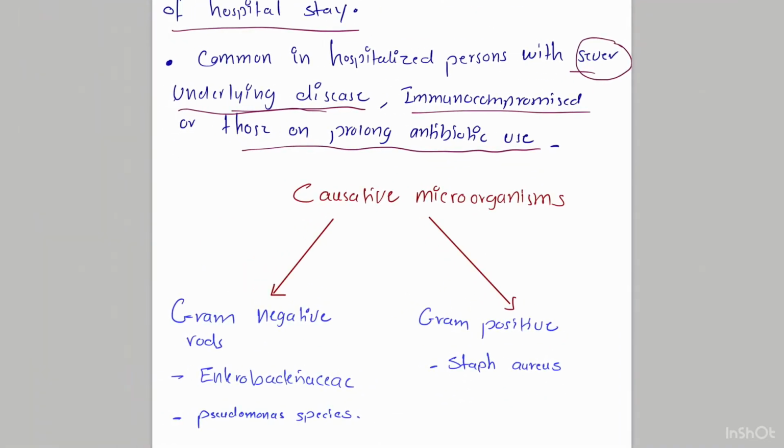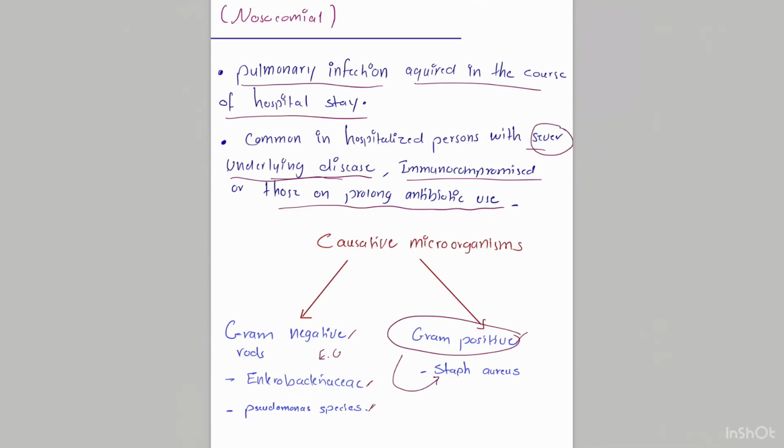Regarding the causative microorganisms of nosocomial infection, they can be divided into either gram-negative or gram-positive bacteria. Gram-negative such as Enterobacteriaceae, such as E. coli, Klebsiella, etc., or Pseudomonas species. Gram-positive organisms such as Staph aureus. Of course, the clinical features, pattern of inflammation and radiographic features are similar to community-acquired pneumonia and depend on the specific microorganism.